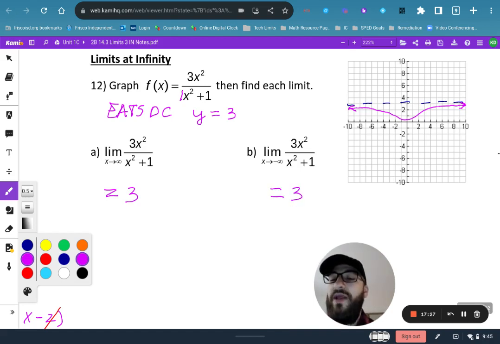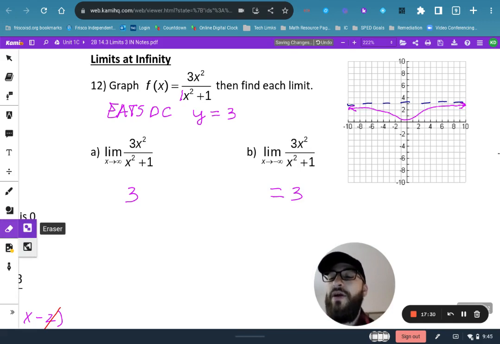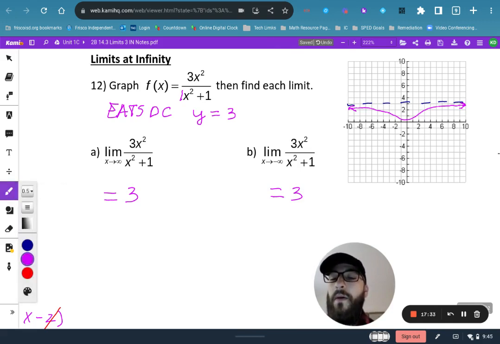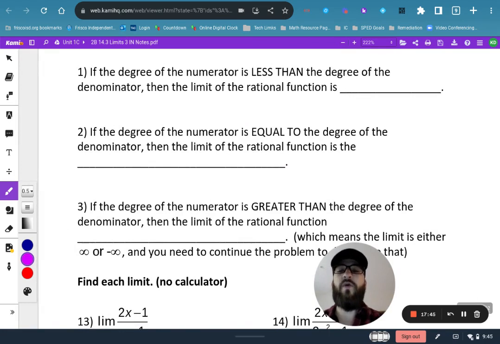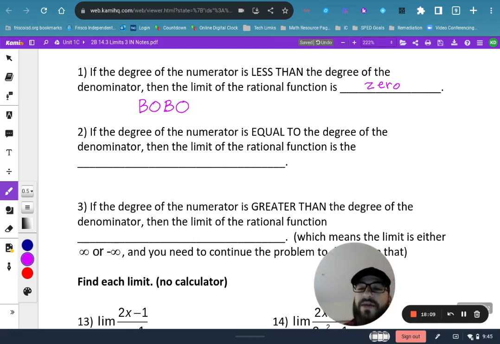So the big key thing that we want to get from this is that limits that are going towards infinity, positive infinity or negative infinity, and it's a rational function, they're going to approach their horizontal asymptote. So let's remind ourselves a little bit about how to find our horizontal asymptote. So if the degree of the numerator is less than the degree of the denominator, then the limit of the rational function is 0. And that is because the degree of the numerator is less than the degree of the denominator. That is our BOBO, which means bigger on bottom, y is equal to 0.